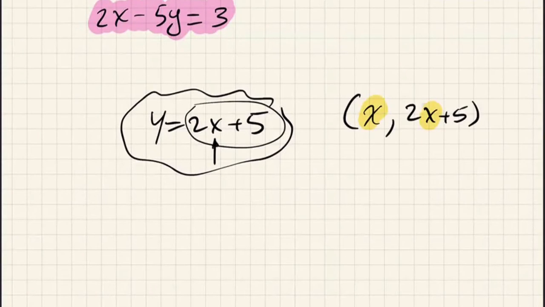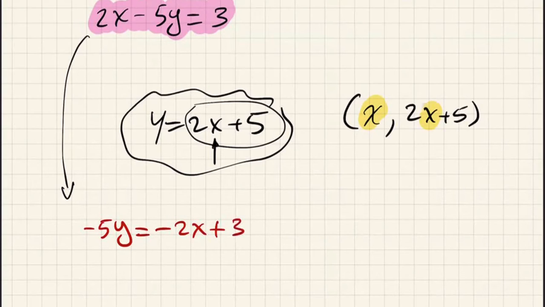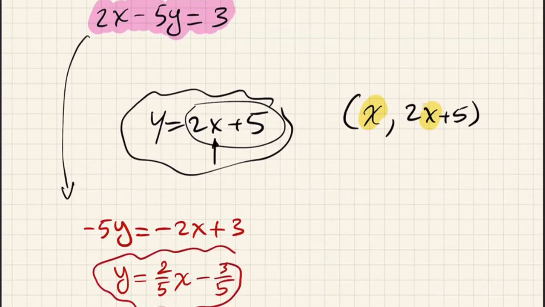What about the other one? Let us transfer it to y equals mx plus c also. Transfer 2x to the other side, so negative 5y equals negative 2x plus 3. Then divide by negative 5 on both sides: y equals negative 2 over negative 5, which is 2 over 5, x, and 3 over negative 5 is negative 3 over 5. So this is the other straight line. If you know the x of any point on it, then the y of this point is 2 over 5 x minus 3 over 5. Did you get it, or is anybody confused?